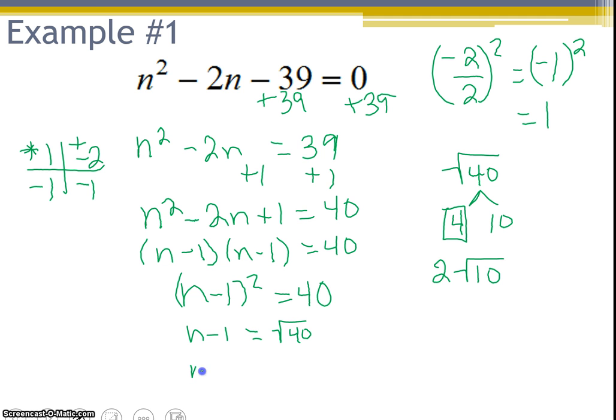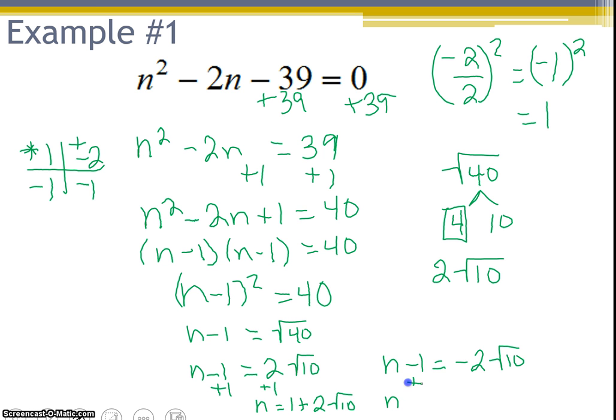So now I have n minus 1 is equal to 2 square root of 10, and n minus 1 is equal to negative 2 square root of 10. To solve this, I just need to add 1 to both sides. So now I have n is equal to 1 plus 2 square root of 10, and n is equal to 1 minus 2 square root of 10. If you don't like putting the 1 out front, you can also tag it onto the back.